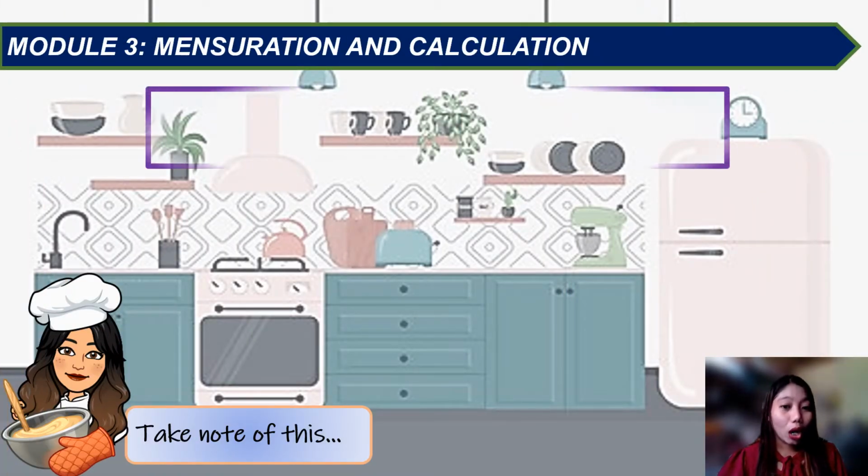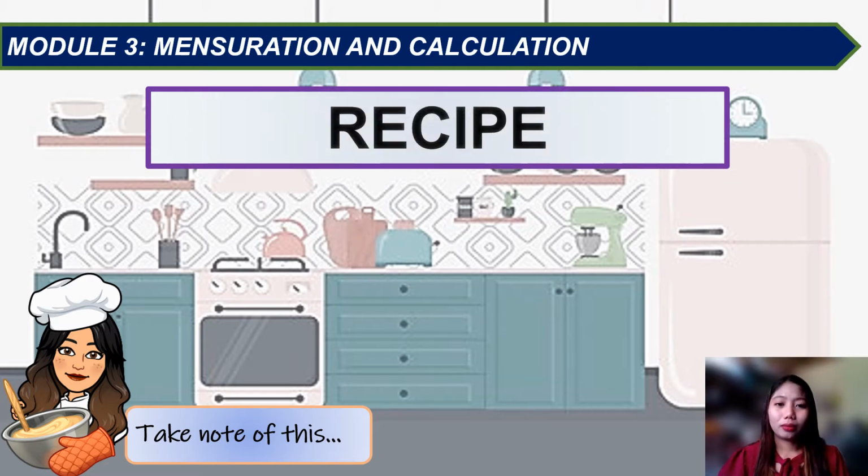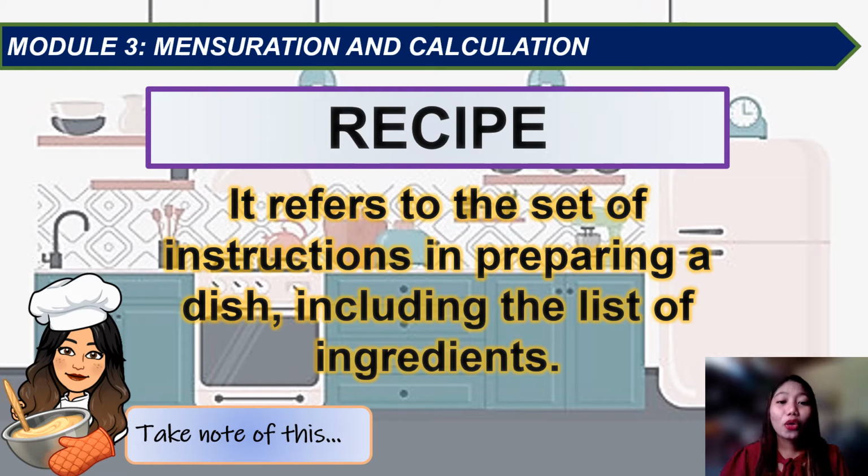Another thing to take note of, recipe. Are you familiar with this word, recipe? So what do we mean by this? So recipe is the set of instructions in preparing a dish, including the list of ingredients. So if you have cookbooks at home, yung libro na ang laman niya ay puro mga paraan ng pagluluto ng mga putahe, ayan. So a cookbook consists of a compilation of different recipes.